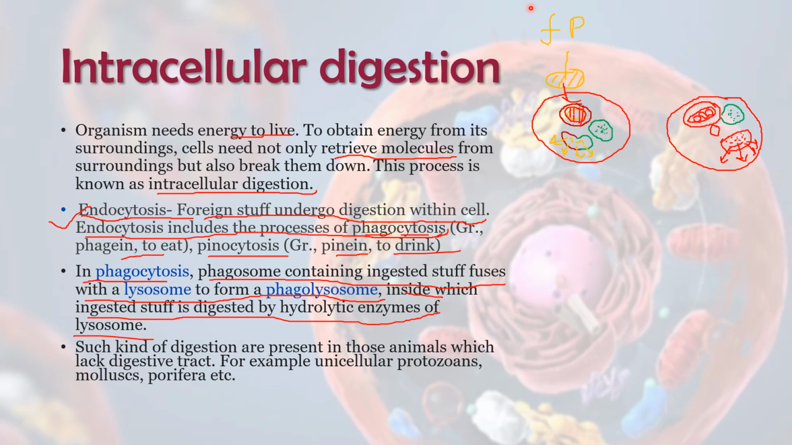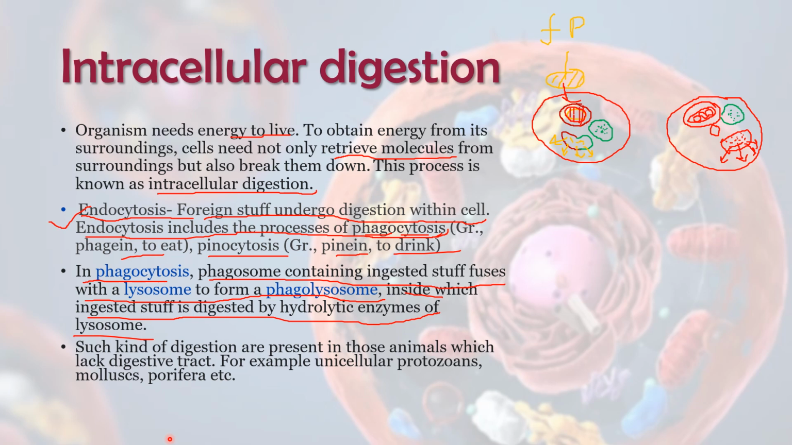As I just told you, in phagocytosis, suppose this is our solid stuff that is going to be engulfed by this cell. It makes a phagosome. This is our phagosome. Then the lysosome that is present inside the cell fuses with this phagosome, and they become a phagolysosome. Inside the phagolysosome, this solid stuff is digested or broken down into its simplest form, which ultimately gets used by this particular cell.